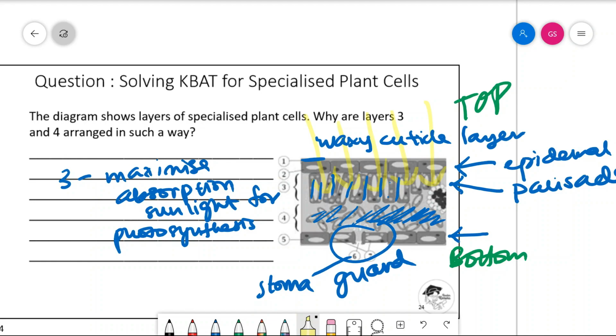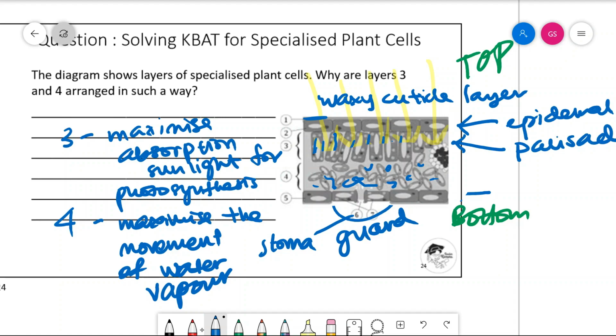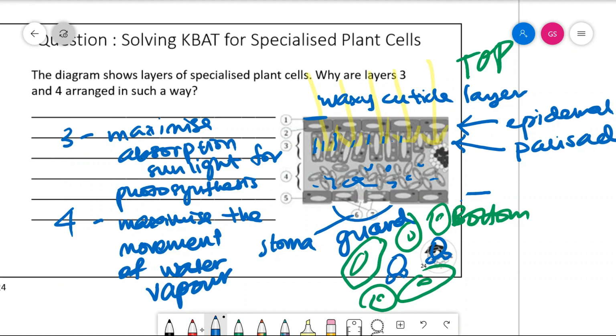Now number 4. Just now I said they're very close to each other. Now the opposite. Why is it so long? See the empty spaces. Why? Because you want it to maximize the movement of water vapor inside the leaf. Because there's going to be water vapor inside the leaf, and the water vapor needs to move around. If you stack it like the palisade cell, how does the water move around? You must have the spongy mesophyll cells, then empty space for the water molecules to move in and out. So maximize the movement of water vapor for layer number 4.